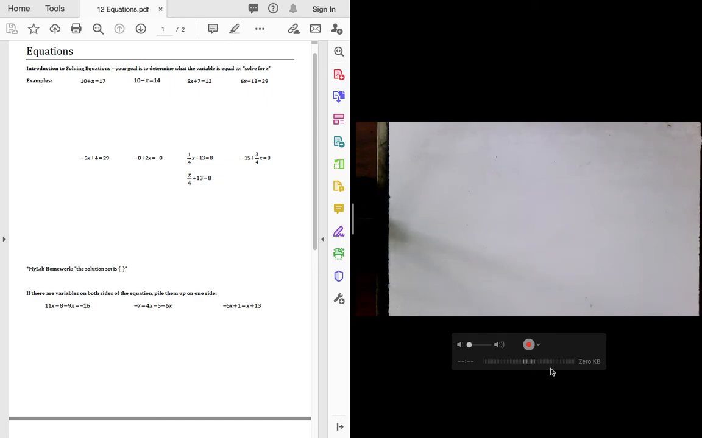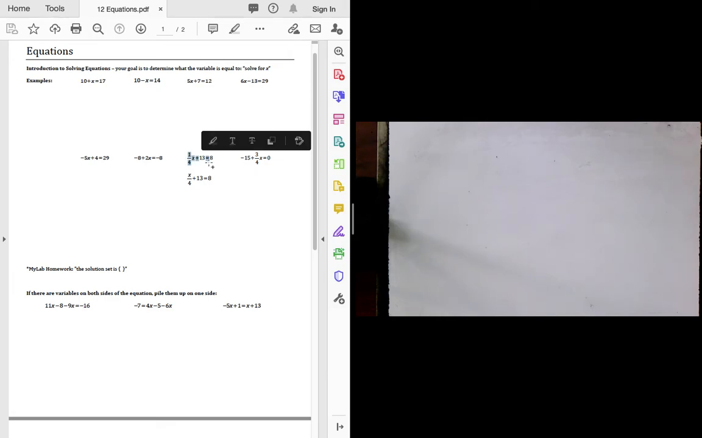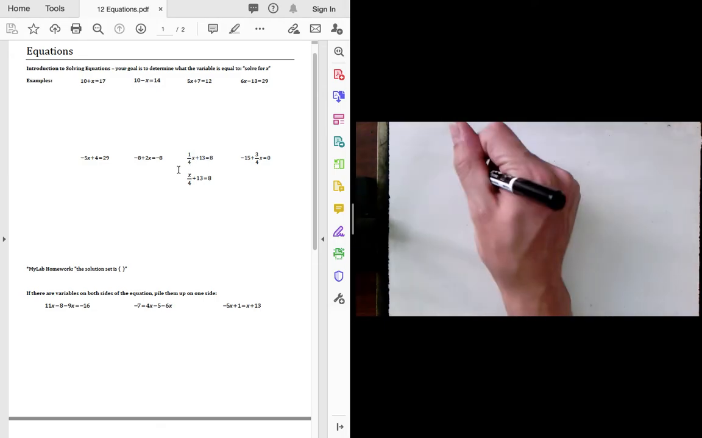We'll look at another example. I'd like to look at one that has some fraction in it, because fractions are just scary looking. So here we have one that has 1/4, oh, I can't even highlight it, forget it. I give up. 1/4 x plus 13 is equal to 8.